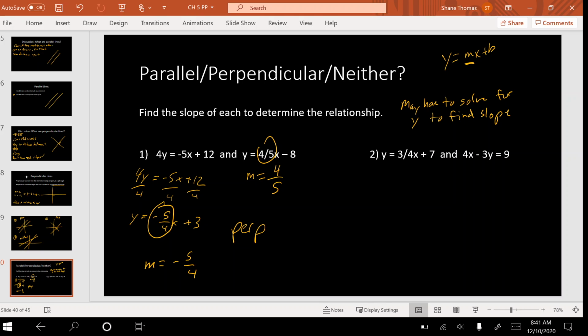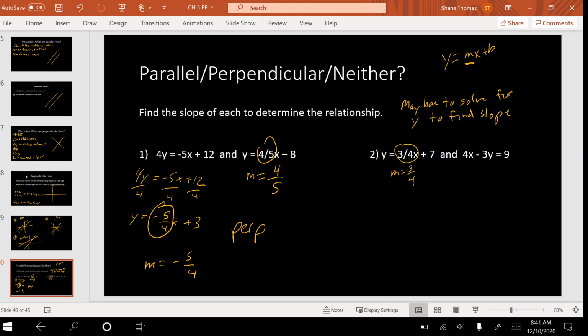All right, so the next one. We have y equals 3/4 x plus 7, and 4x minus 3y equals 9. Is either one of those already done for us pretty much? Yeah, the first one is. What's the slope of the first one? 3/4. It's already in slope-intercept form. So right here, the slope is 3/4.